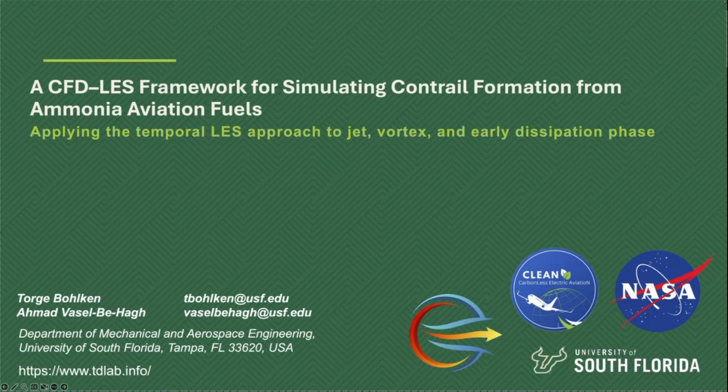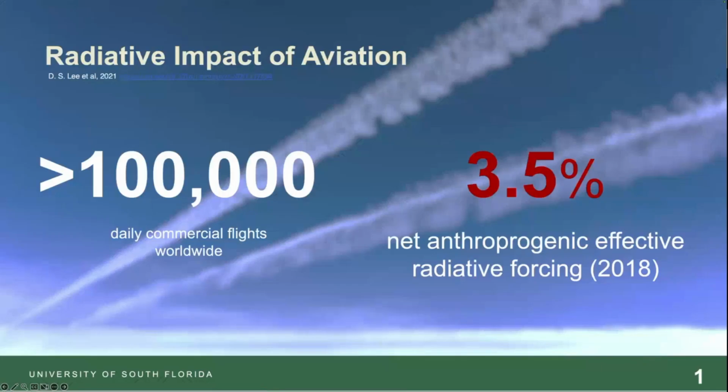Now, as Dr. Roberts already mentioned, this is part of the NASA CLEAN project, and the goal of the NASA CLEAN project is the development of a carbon-free and sustainable aviation propulsion system of the future. And why are contrails such an important factor in this research or in this project?